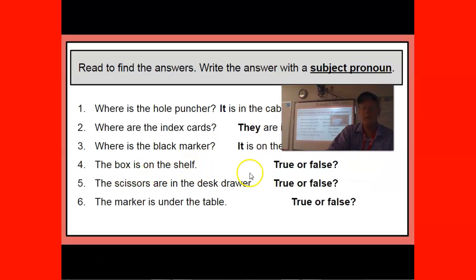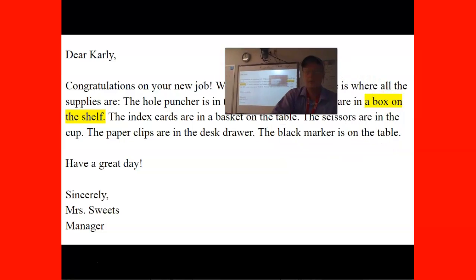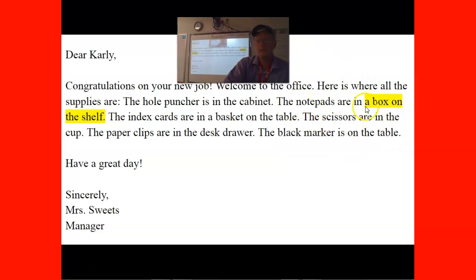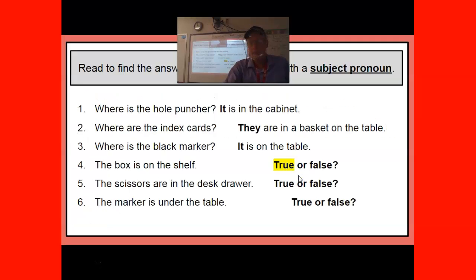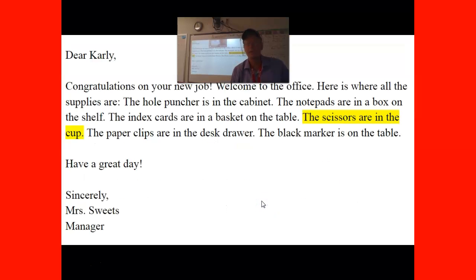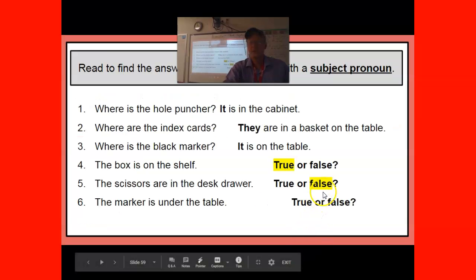The box is on the shelf. Is that true or false? What does it say? Good. True. The scissors are in the desk drawer. Are they in a desk drawer? They are in the box. Yes. True or false? True. False. False. It asks if they're in a desk drawer. They're in a cup.